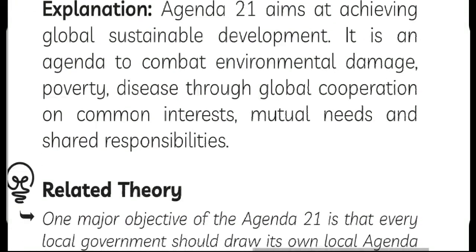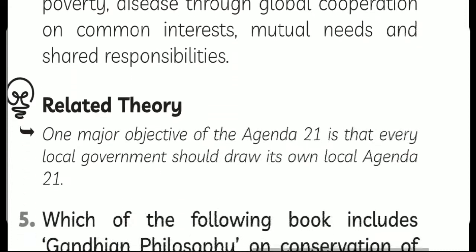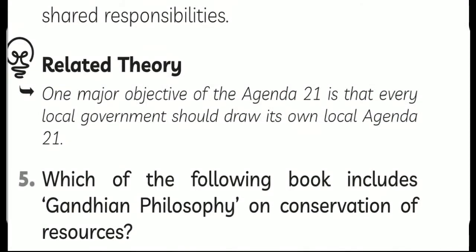The explanation for this question is, Agenda 21 aims at achieving global sustainable development. It is an agenda to combat environmental damage, poverty, disease through global cooperation on common interests, mutual needs and shared responsibilities. Now the related theory to this question is, one major objective of Agenda 21 is that every local government should draw its own local Agenda 21.